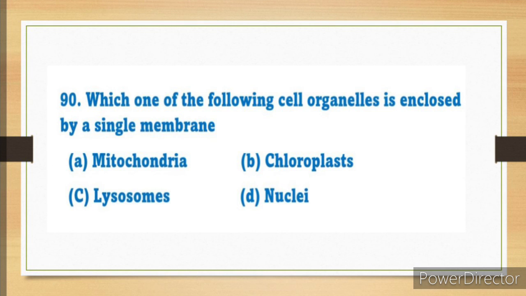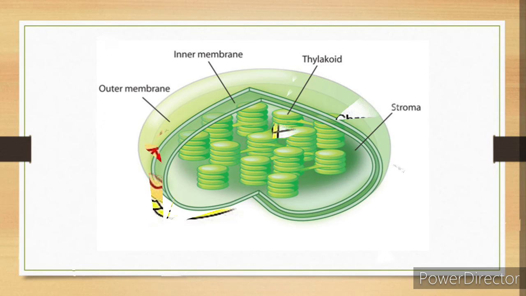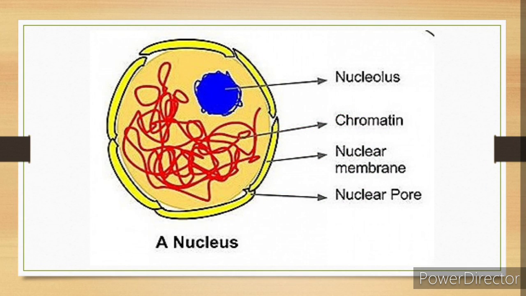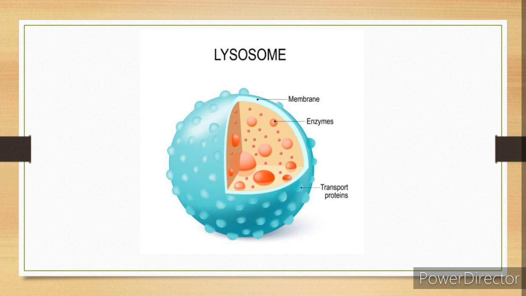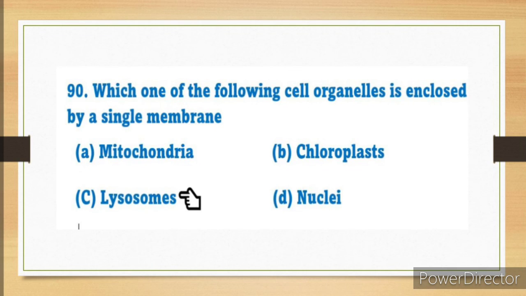Last question, 90. Which one of the following cell organelles is enclosed by a single membrane? Among the options, mitochondria, chloroplast and nuclei are enclosed by a double membrane. The only cell organelle here enclosed by a single membrane is the lysosome. So the answer is option C, lysosomes. These lysosomes are the suicidal bags of the cell because they undergo autolysis.